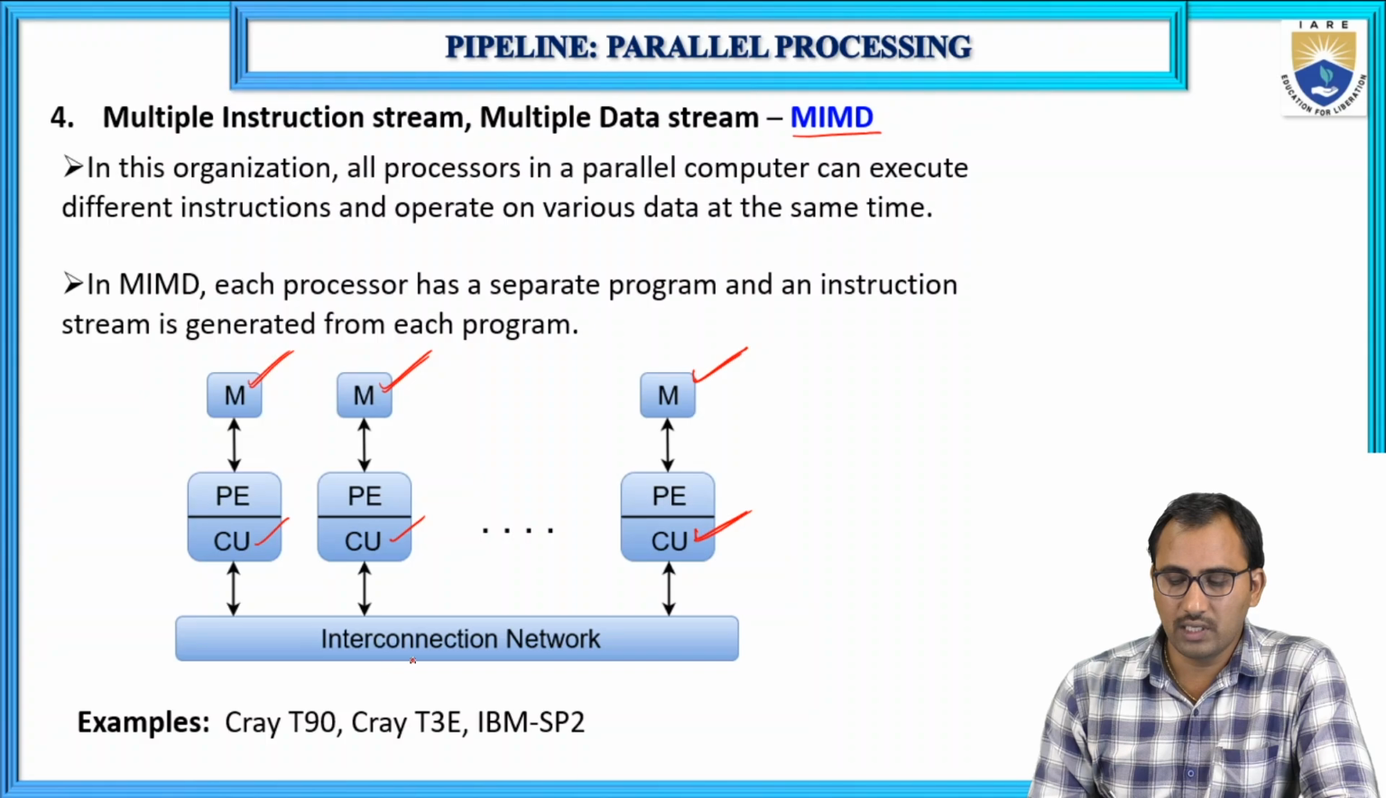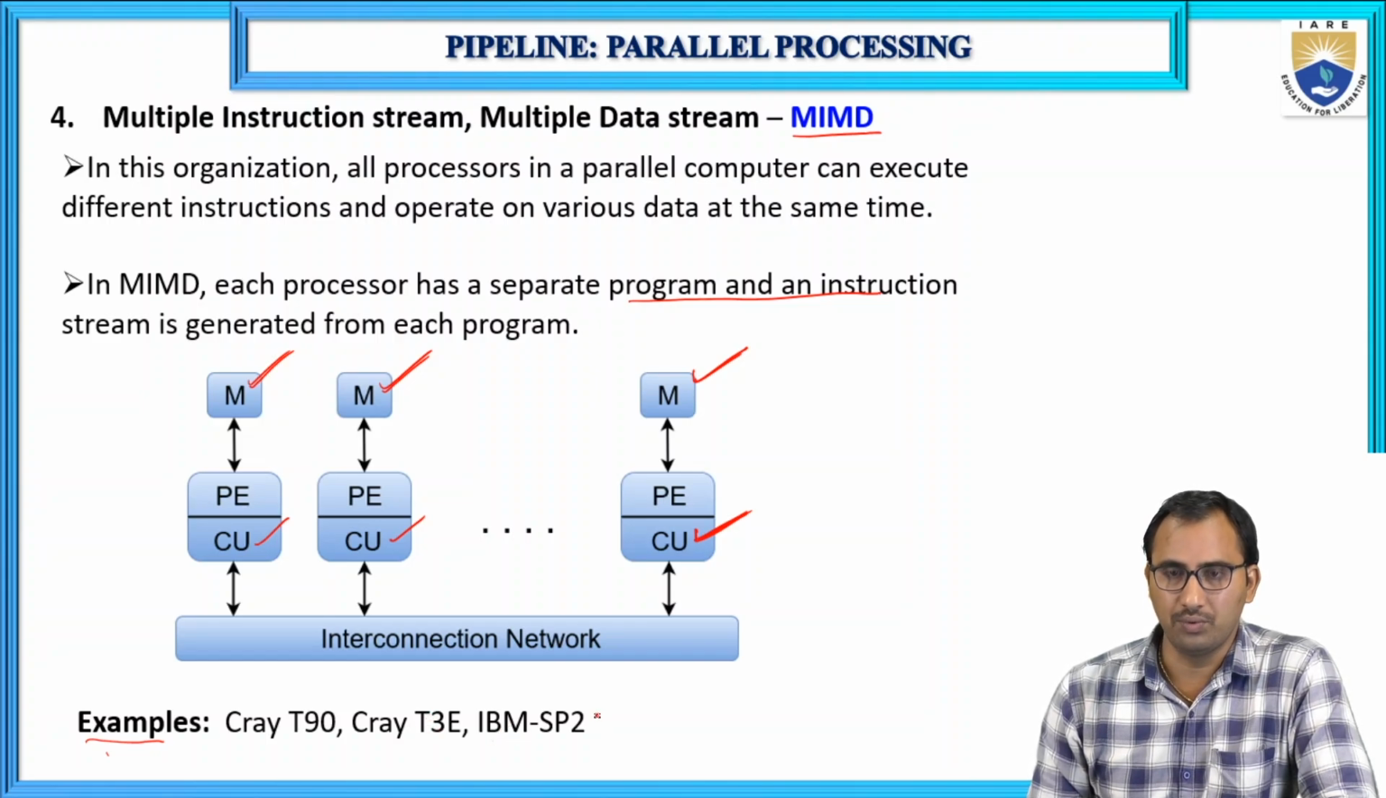Okay. So this type of system can be considered as a multiprocessor system. That means multiple processes are able to run concurrently, so that the system's performance will be improved. So in MIMD, each processor has a separate program and an instruction stream is generated from each program. The examples of this type of systems are Cray T90, Cray T3E, and IBM SP2. So these are the examples of MIMD systems.